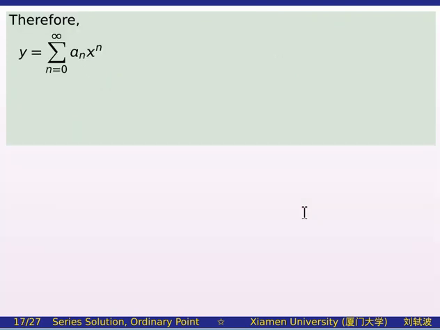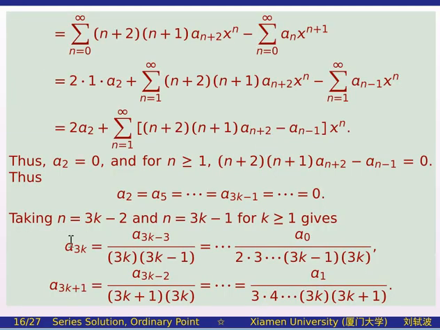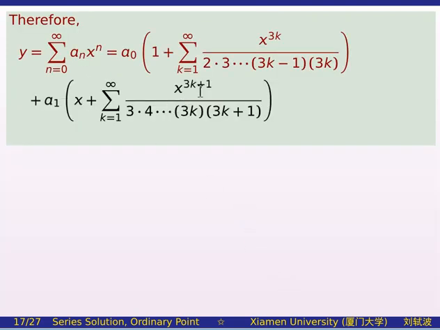So our y is the sum of a_n x^n, which is a_0 plus the sum for k from 1 to infinity of a_{3k} x^{3k}. This is the sequence for 3k. So a_{3k} is a_0 over 2, 3, and 3k minus 1, 3k. Okay, we copy the a_{3k}, which contains a_0, and also we have the a_{3k+1}, which is related to a_1. And the a_{3k+2} are all 0.